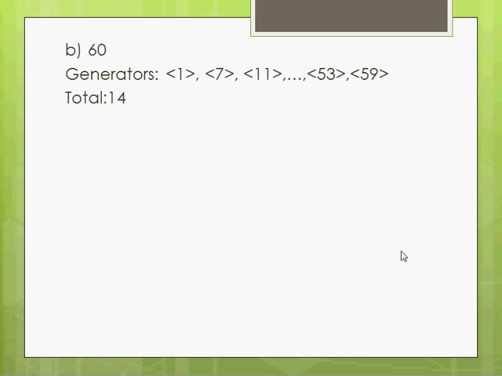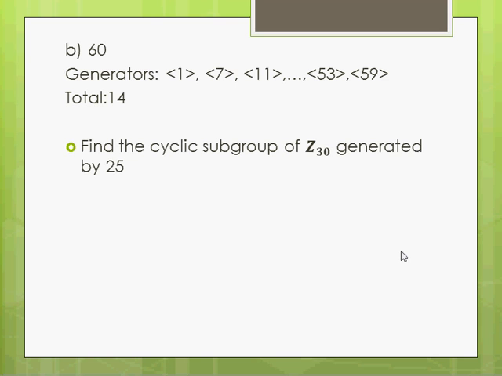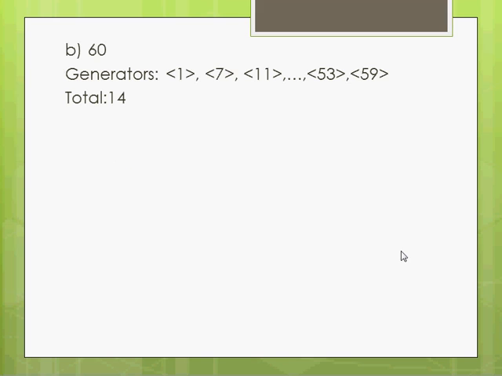Okay, so let's look at 60. I just listed the generators out here. I'm not going to go through all of them, there's too many, but 1, 7, 11 are the first 3, and the last 2 are 53 and 59. I counted all of them up, I got 14. You might want to do the same. Basically, you're just finding the numbers relatively prime to 60, which makes a lot of sense. I don't want to take too much time, but it makes sense why they're all relatively prime.